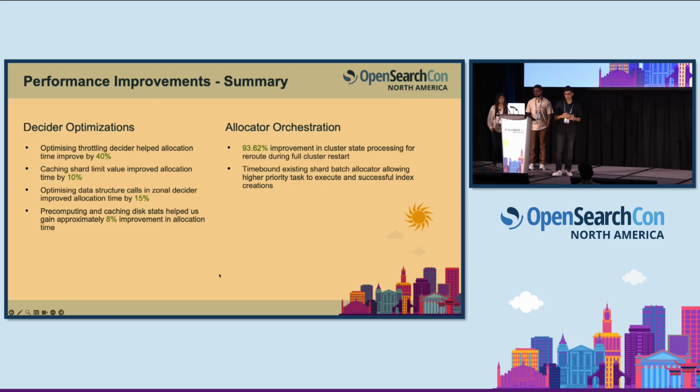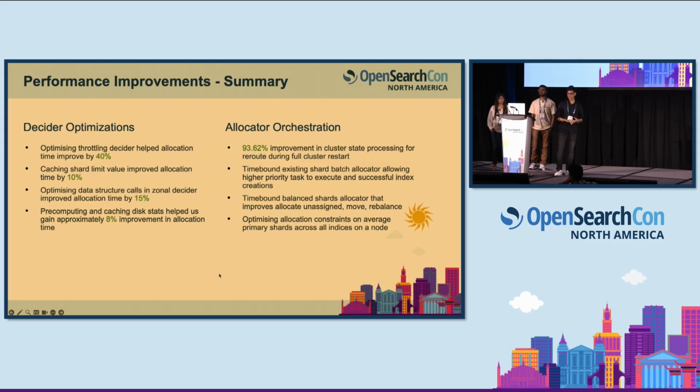Time bounding the existing allocator batch allows higher priority tasks to pass through, because now it is not blocking higher priority tasks, since it finishes in less than a minute, or depending on the timeout that you have given. Time bounding the balanced shard allocator also improved allocate and assign, move and rebalance, as we have seen in the zonal failure. And optimizing the allocation constraints on average primary shards on all indices was another task that we picked up, which was optimizing the allocation constraints to have a near equal number of primary shards on each node.